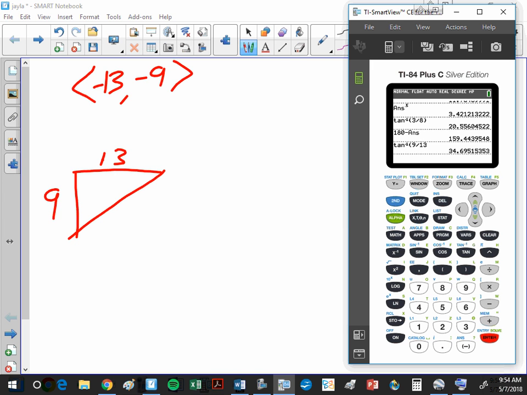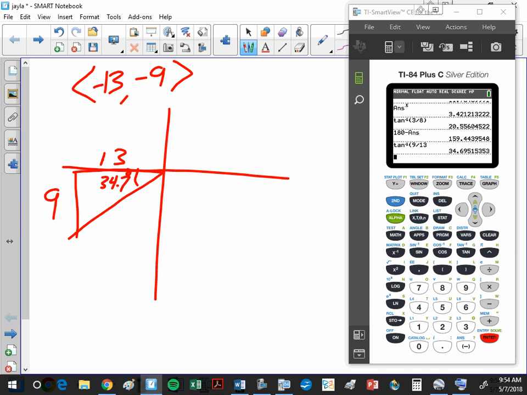Yes, because if you start plugging in negatives, sometimes you will get doesn't exist. Sometimes you get an answer that does exist, but it's in the wrong quadrant. So we will always just remove it from the quadrant and then put it back in. So I know that this is 34.7 degrees. Now I put it back into the quadrant, and I'm going to take 34.7, add it to 180. Okay, does that make sense?